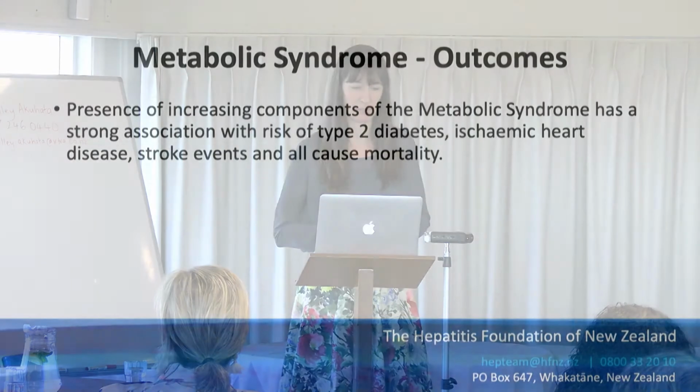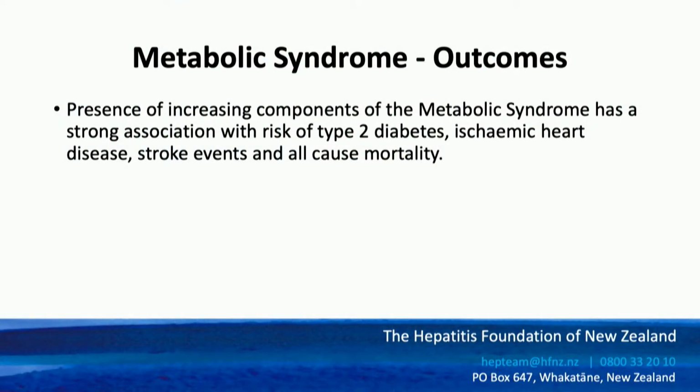This is a very sensitive clicker this morning. So in terms of the outcomes of the metabolic syndrome, very broadly, people with the metabolic syndrome have significantly increased risks of complications relating to diabetes and heart disease, and they die young.